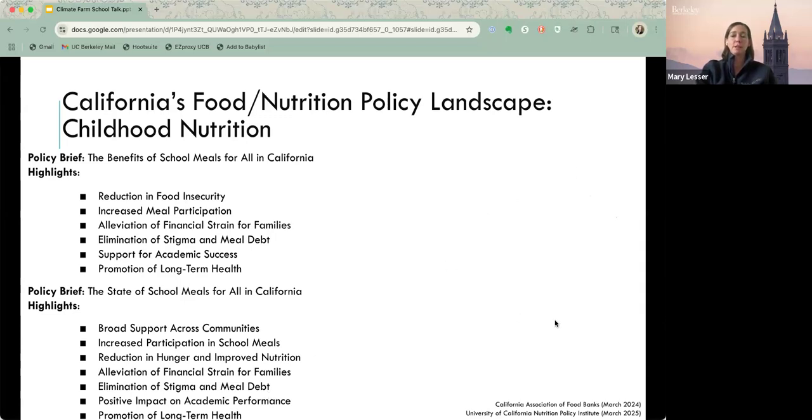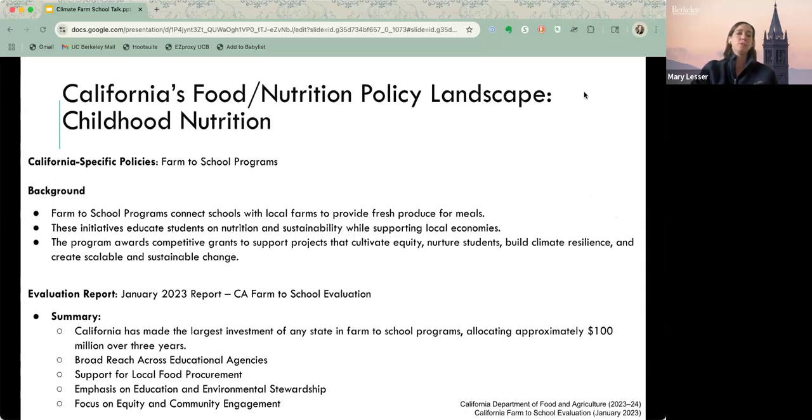I know those numbers are really awesome. It is an amazing program, and it's been so great to see so many other states starting to adopt universal school meals as well.